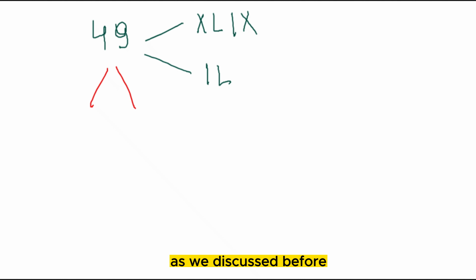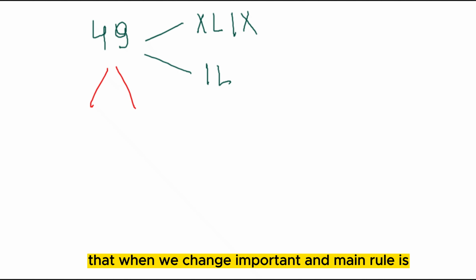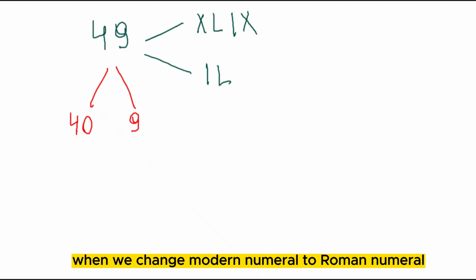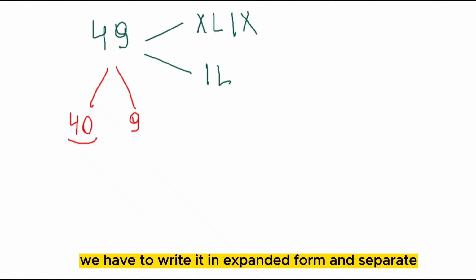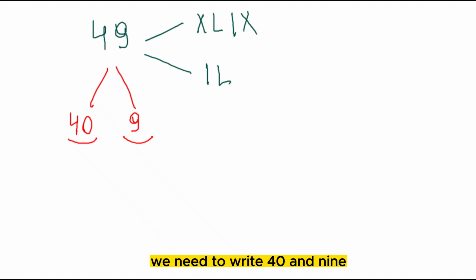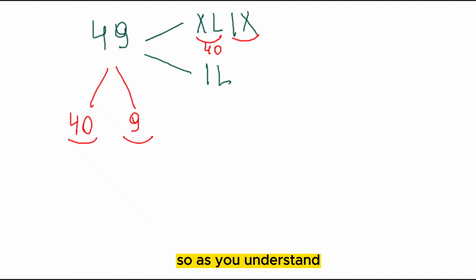As we discussed before, the important and main rule is that when we change a modern numeral to a Roman numeral, we have to write it in expanded form, and separately we need to write 40 and 9. So as you understand, the first answer is correct, as this is separately 40 and this is 9.